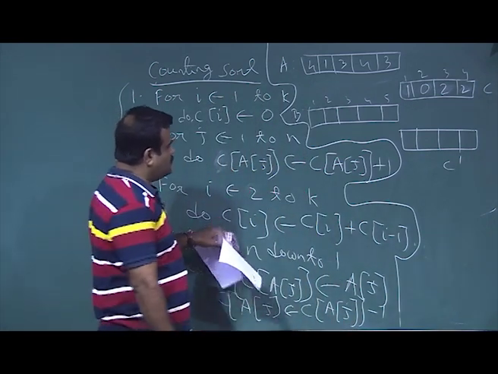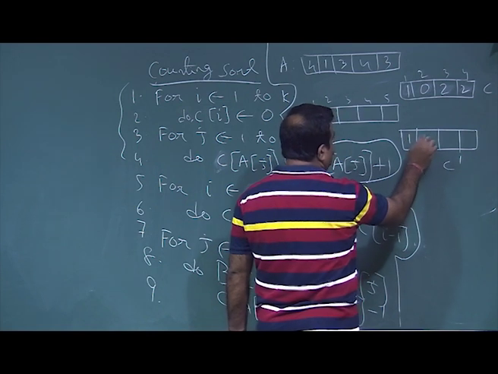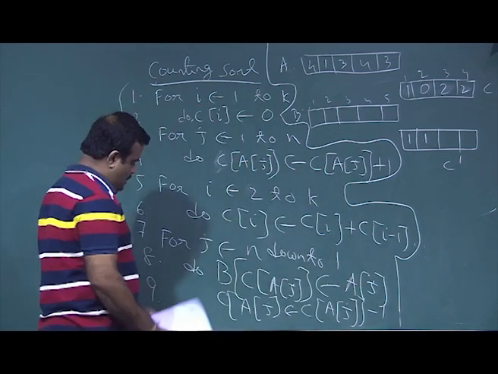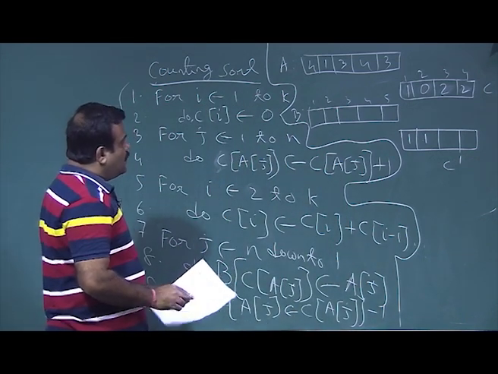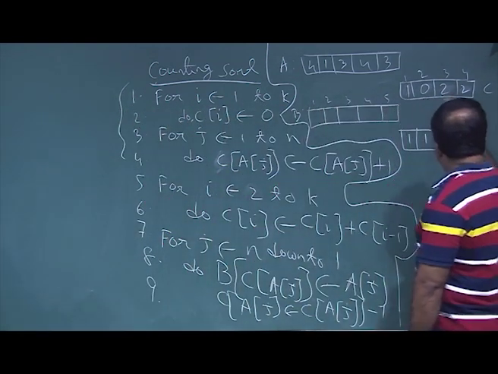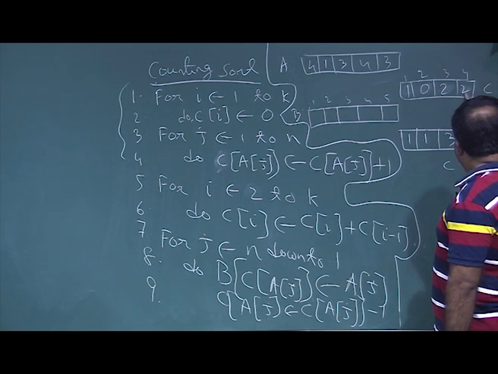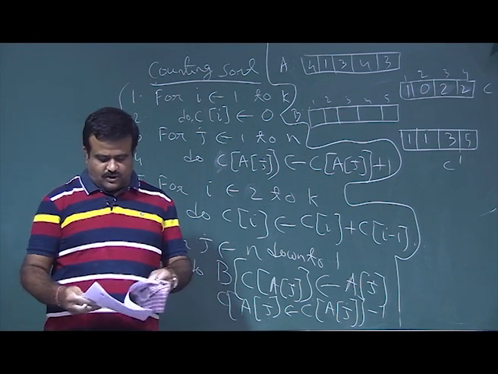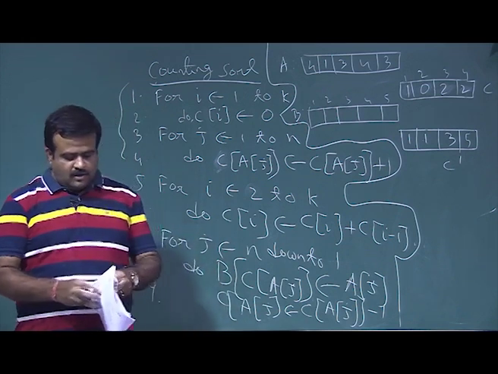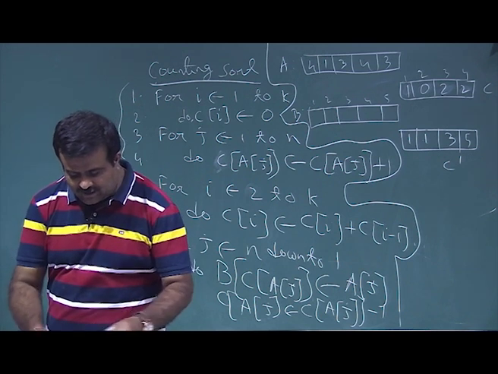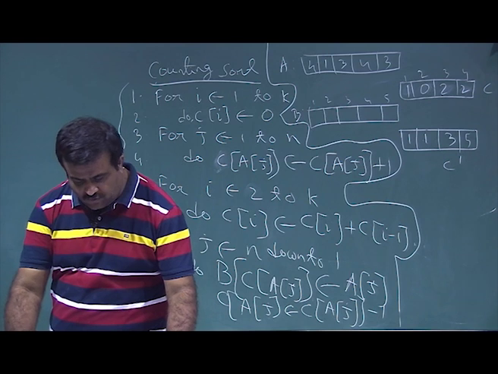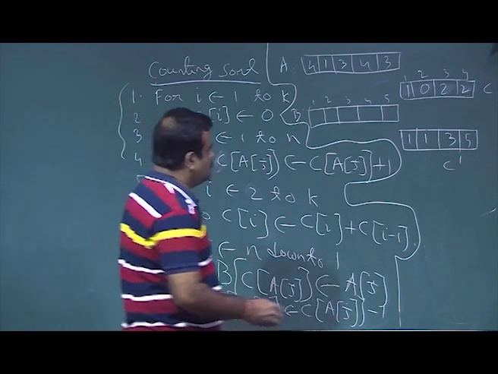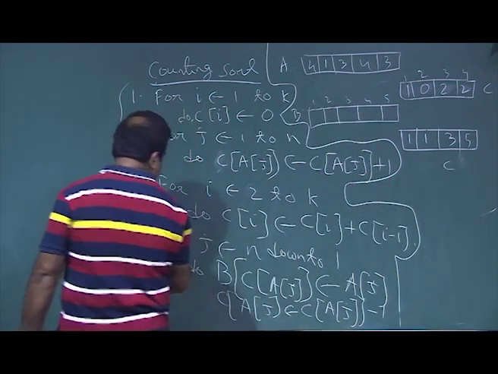Cumulating frequency means it is starting from 2, so up to 2, this plus this is 1, and then this plus this plus this. So, 2 plus 3, this plus this, 5. After this cumulating frequency we have these positions of the array. So, this is the C array after the execution of that loop: 1 1 3 4 5.